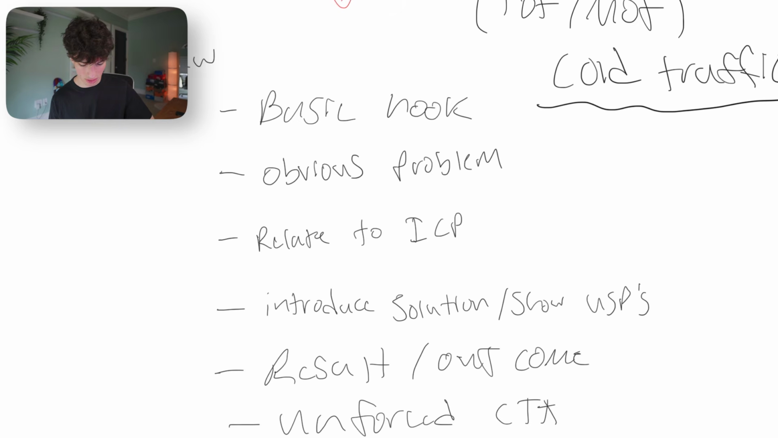You usually have a basic hook, an obvious problem, you're relating to your ICP, and introducing a solution and showing the unique selling points with your product. And then obviously at the end, showing a result and outcome, and then an unforced CTA because you don't want to be salesy on any sort of raw UGC. It's more like, hey, I like this product and I think you could really benefit from it too.